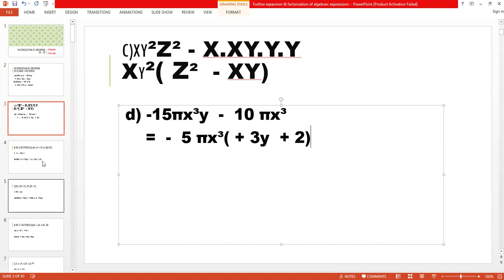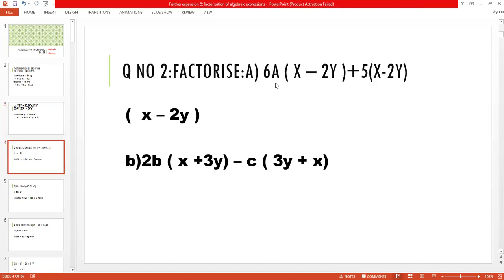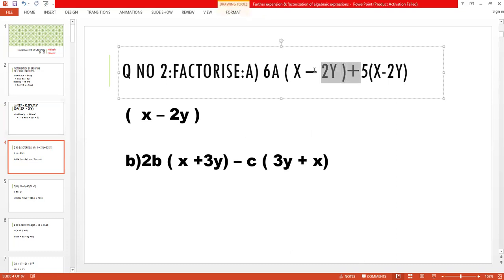Now we come to question number 2. Again, they gave us 2 terms. The first one is 6a, and inside the bracket we have x minus 2y. Here we have plus 5, x minus 2y. Look at these two terms. Which one is common in both? Here the bracket x minus 2y, and again in this one we have the bracket x minus 2y. So in these two terms the bracket is common.